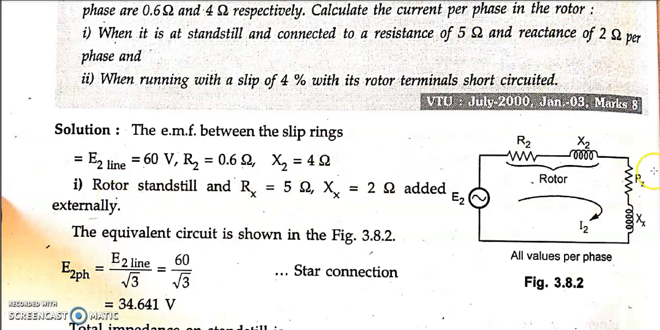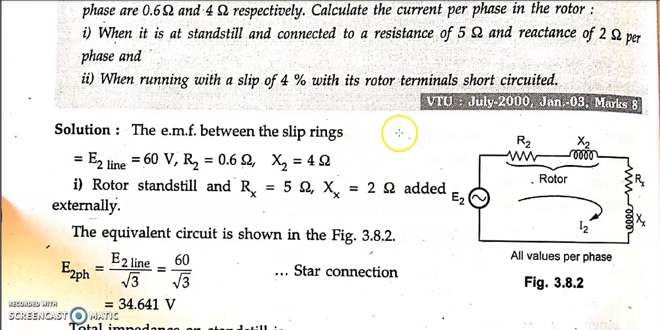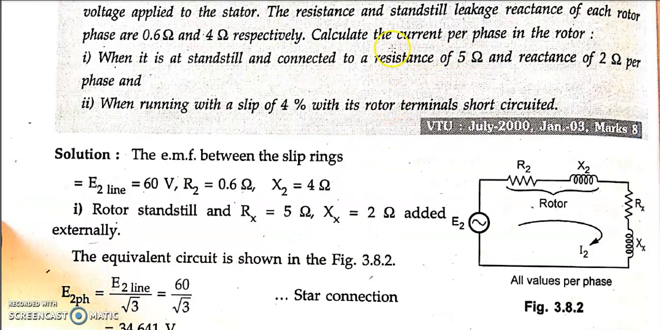Fine, which is connected externally through the slip ring. Whatever these things are connected is with respect to the slip rings itself. Now you can see that this is already given in the problem. Since it is a line voltage and we need the calculation with respect to per phase, we need current per phase.